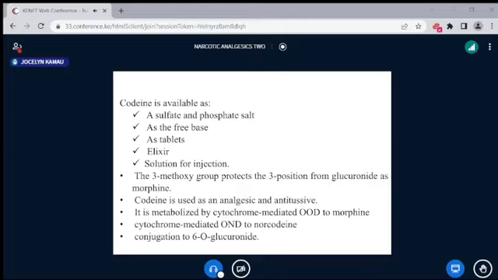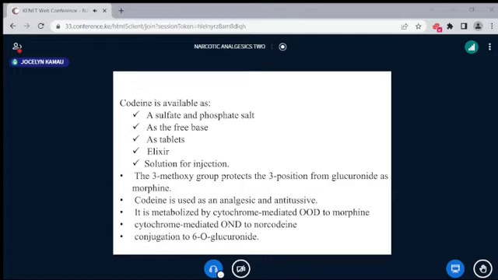It can be given as tablets. You have codeine tablets. It can be given as an elixir, which of course means it has a lot of alcohol. It can also be formulated as a solution for injection. So there are different formulations, depending on the use. The 3-methoxy group protects the 3 position from glucuronidation. Remember, we did say about morphine, the major route of metabolism, and we did mention its first-pass effect, even before it gets into the liver. Because of that hydroxyl group, it undergoes rapid first-pass effect and therefore decreased activity.